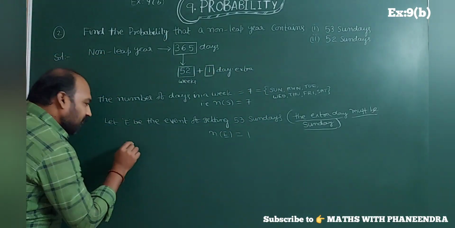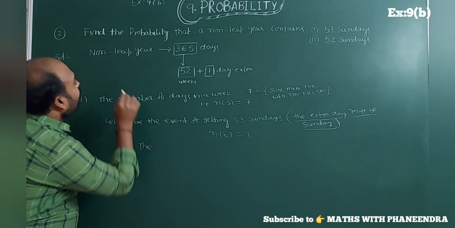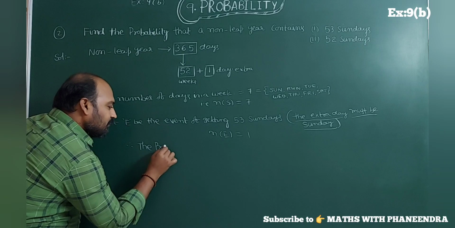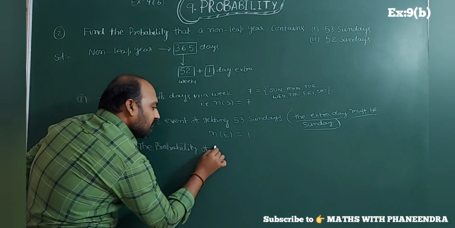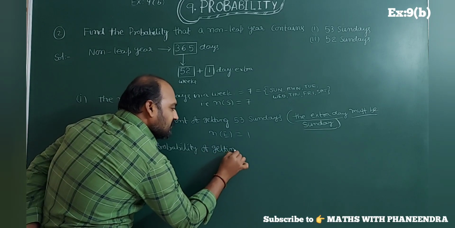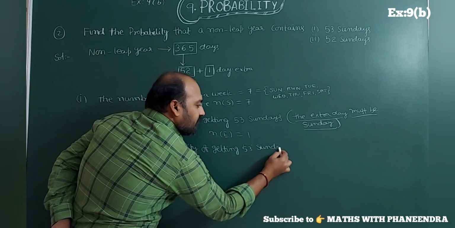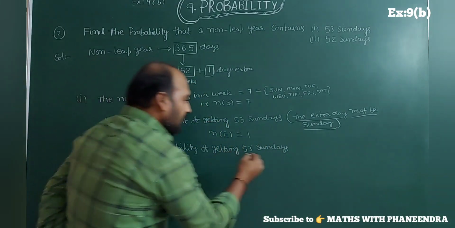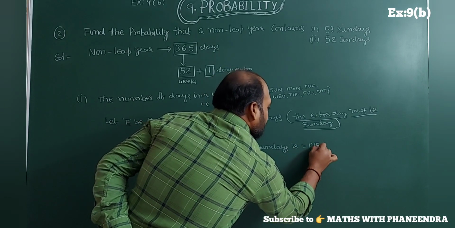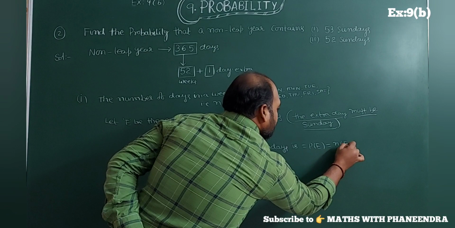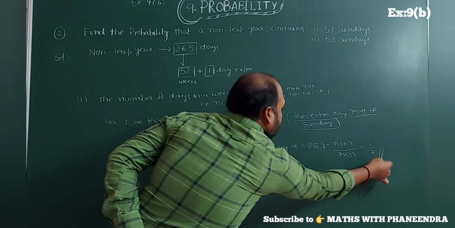n of E. Therefore, the required probability of getting 53 Sundays is P of E is equal to n of E by n of S. That is equal to 1 by 7.